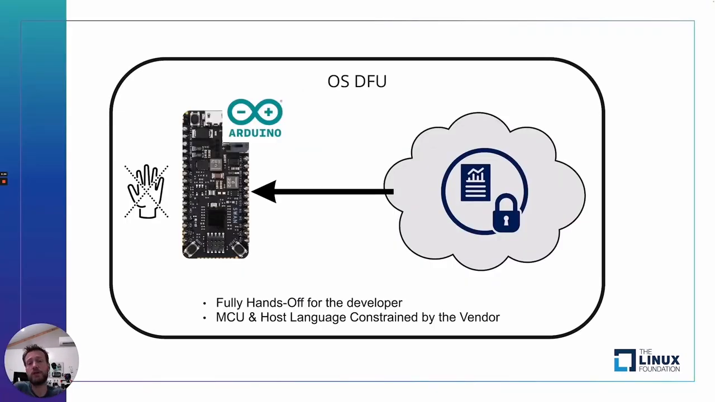The advantage of the OS DFU approach is that it is completely hands-off for the developer once they load new firmware in the cloud console. The platform takes care of everything else, from delivery to on-device updates. But the disadvantage of this approach is a lack of control on the part of the developer.